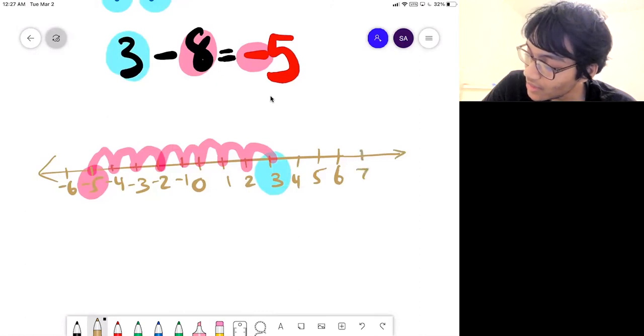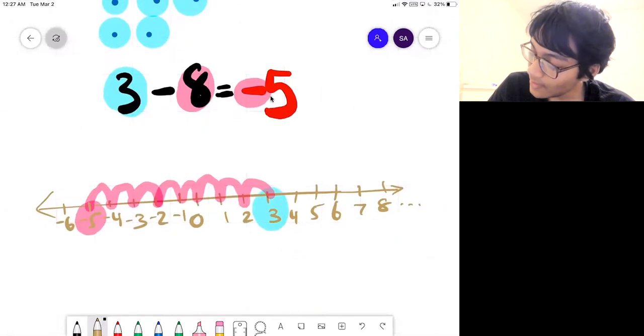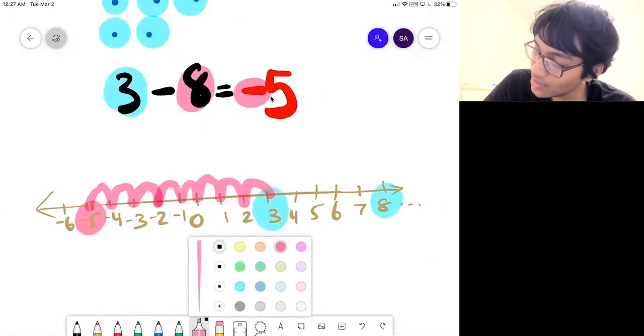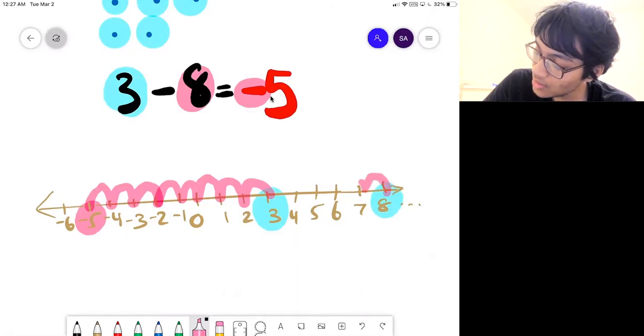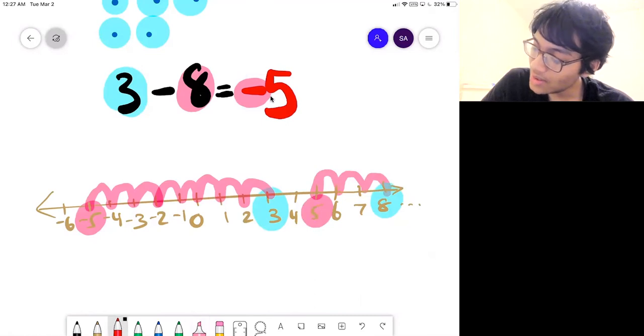Maybe it's a coincidence, but usually in math, we don't have coincidences. So we have 7, we have 8, and so on. So let's do 8 minus 3 on the number line. I'm going to start at 8 over here, and I'm going to take 3 steps back. 1, 2, 3, and I end up at 5. So 8 minus 3 is 5.